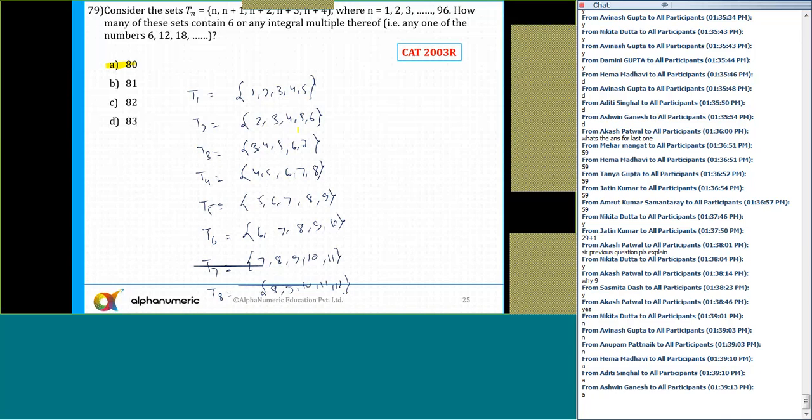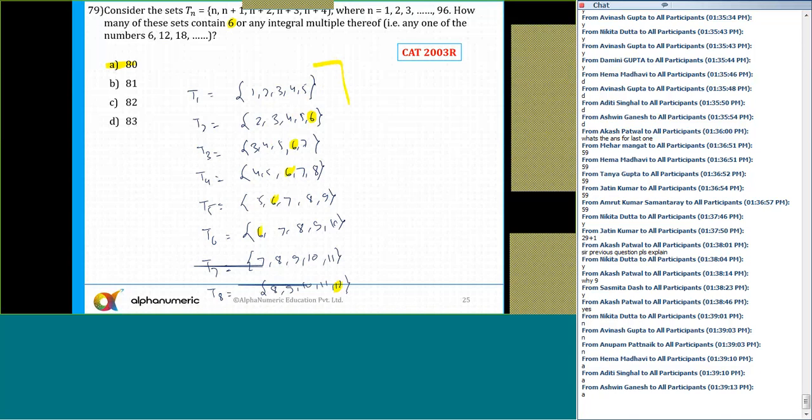So whenever I take 5 consecutive numbers, like here 1, 2, 3, 4, 5, the question says how many of these sets contain 6 or its multiple. So here it contains 6. Here it is 6. Here it is 6. Here it is 6. Here it is 6. And after that, again here, multiple 12.